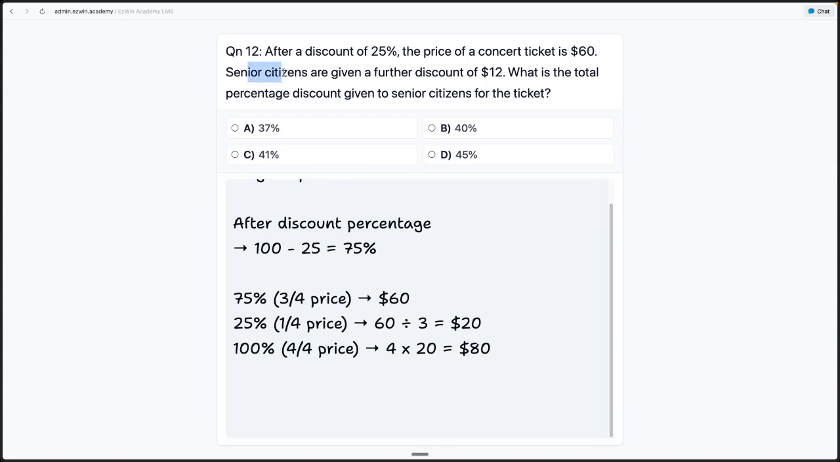The next thing is that the senior citizens are given a further discount of $12. So the senior price is equal to 60 minus 12, which is equal to, sorry, $48. Okay, so do the workings, but it is $48. So senior is $48.